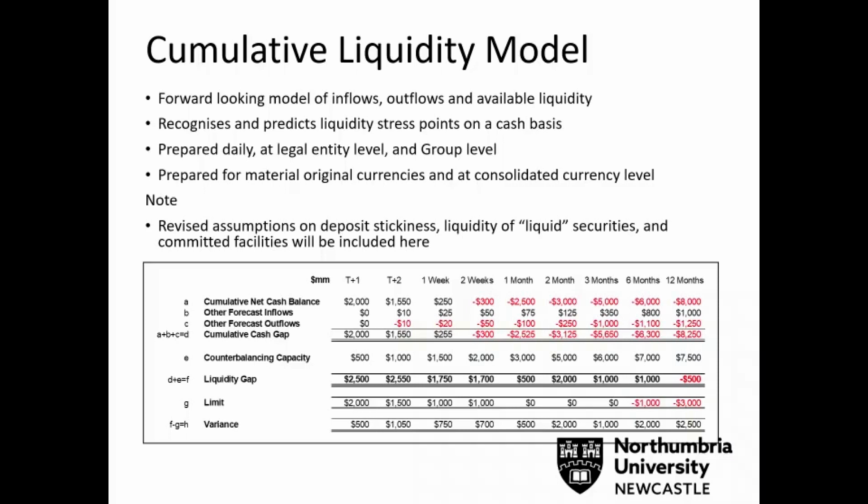It forecasts the incoming and outgoing at the various time buckets and works out if there is a potential funding gap, on what's coming in versus what's going out, from a liquidity point of view. Similar to the repricing model, but the repricing model only looked at rate sensitive assets and liabilities. This cumulative liquidity model actually looks at all incomings and outgoings, whether that's variable or fixed.